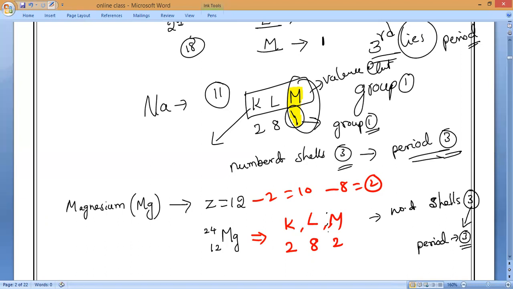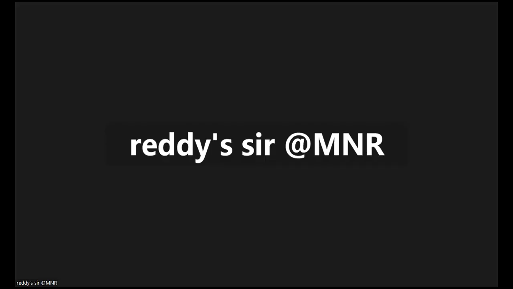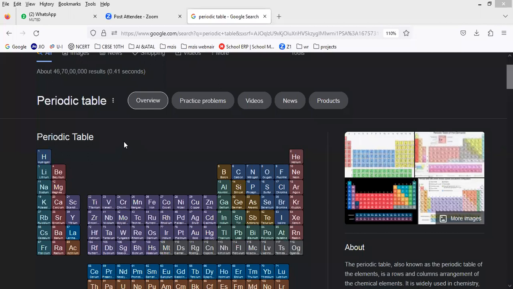Next, valence electrons. How many valence electrons? 2. So it will come in group 2. Now I will show you that. Is it right or wrong? You all should see that and tell me. So magnesium, where is it coming? Check it. All of you see here.